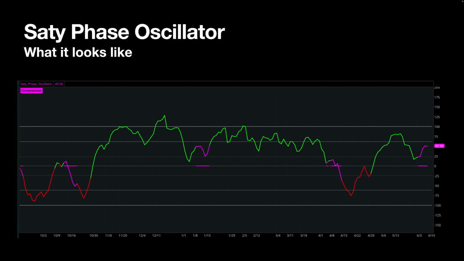I don't want to get everything from those indicators. I don't want to try to take every element and put it all in one. That just gets complicated. I'm trying to simplify things. So let's talk a little bit about what I like about those things and then how I pull those concepts into the Saty phase oscillator.